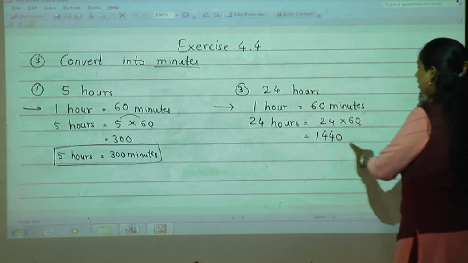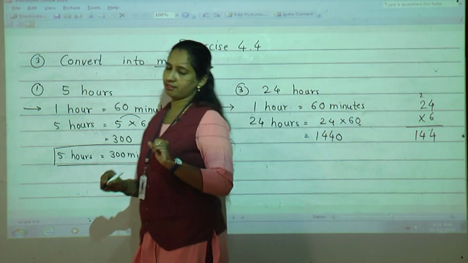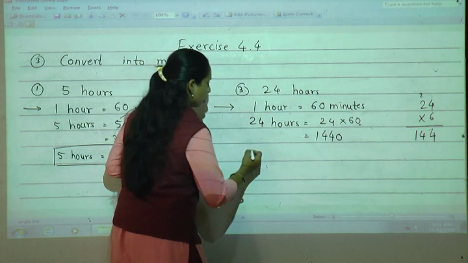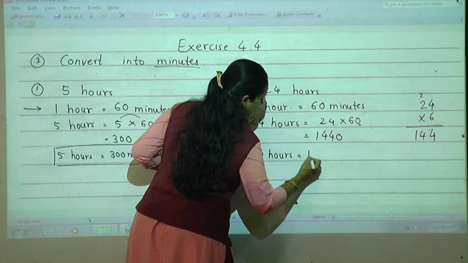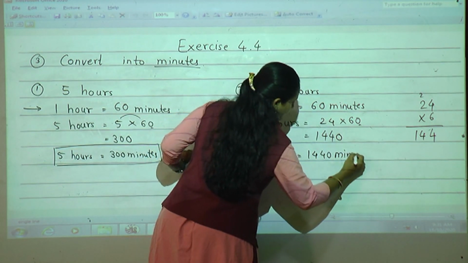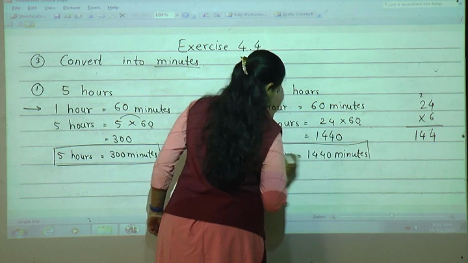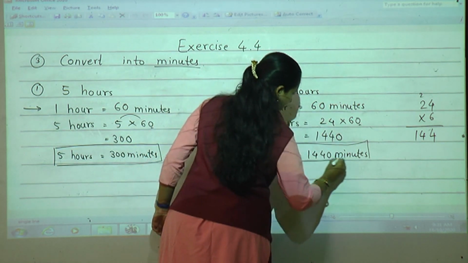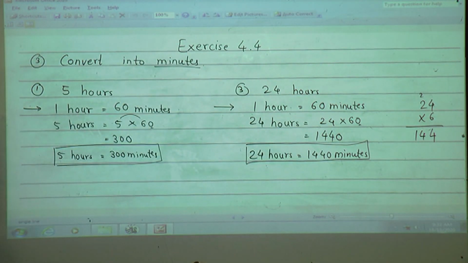144. But together, 1440 minutes. This is what? Minutes. So write once again, 24 hours is equal to 1440 minutes, and do the bracket. Okay, clear? Yes. Next example.